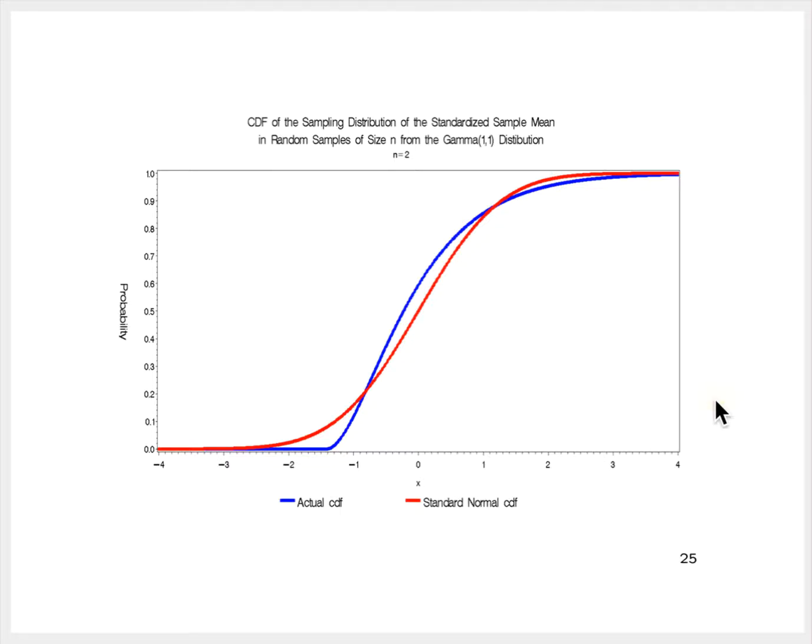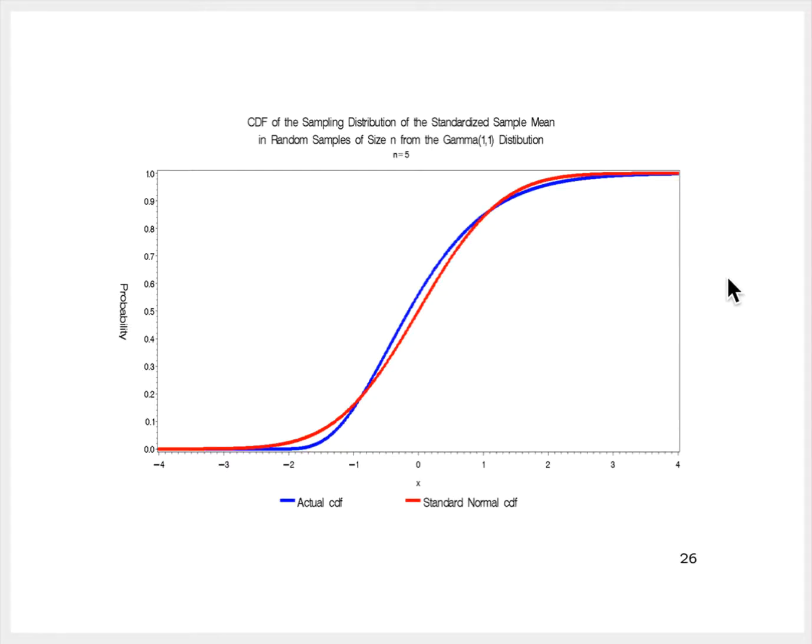Okay, so for samples of size 2, at a particular point, are the two functions close to each other? Well, it depends, doesn't it? For some values on the horizontal axis, the points are close, but for other points, for example here, they're not that close. Okay, but again, the sample size is only 2 here.